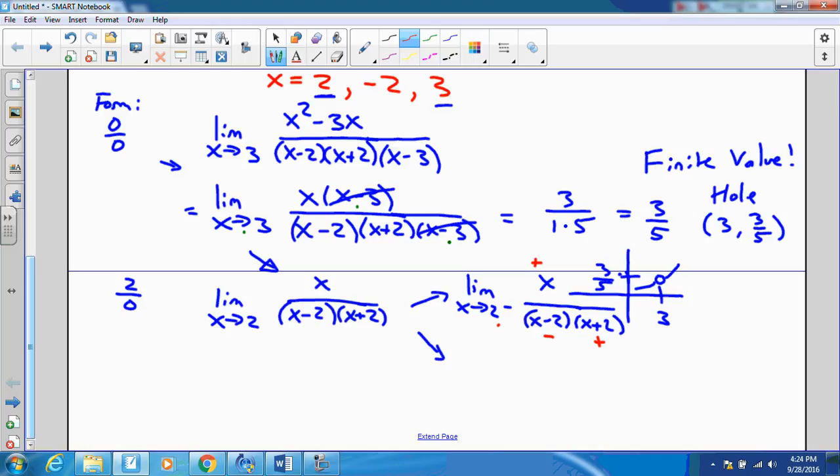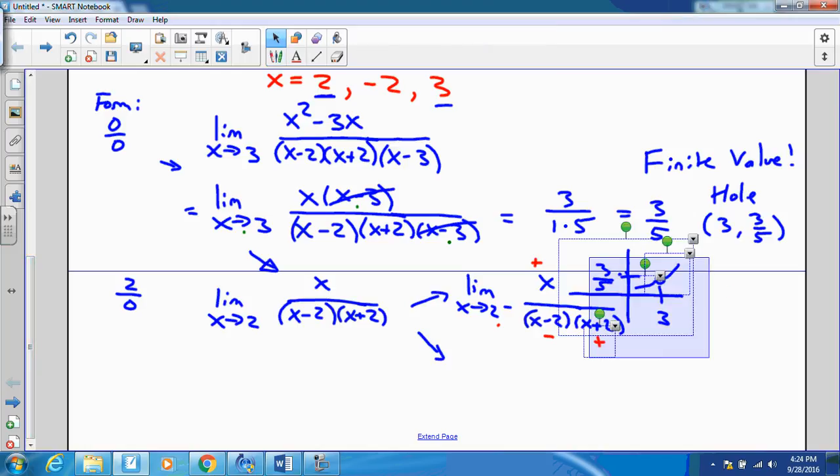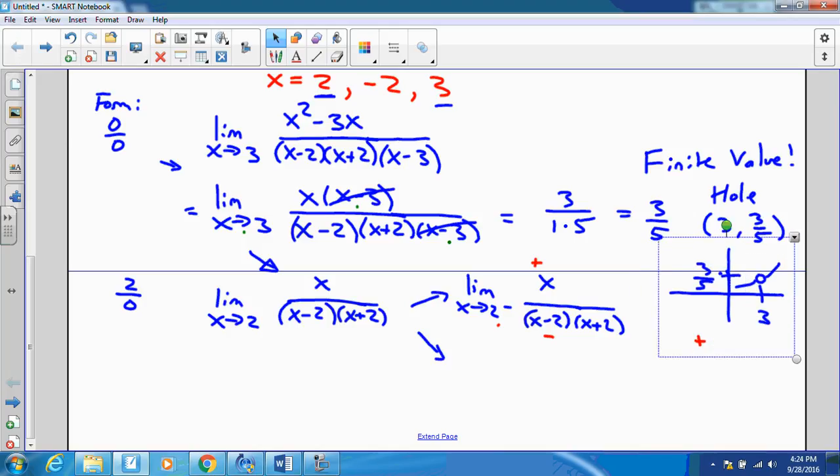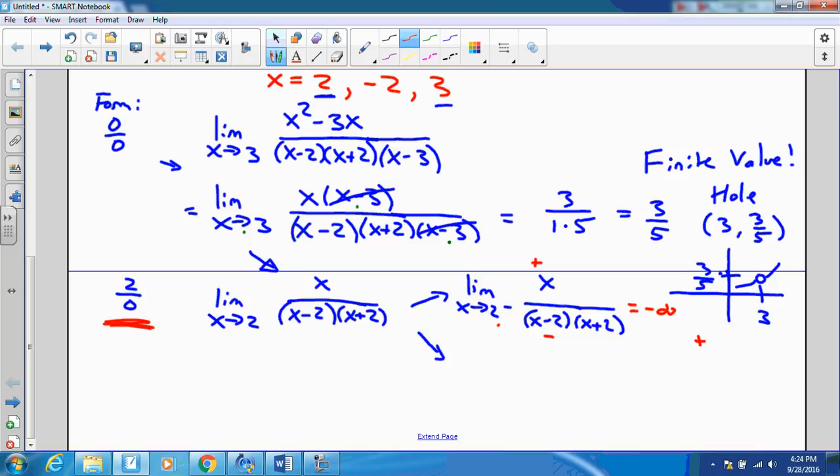Putting all this together with my sign analysis, I can see that this limit right here is going to be equal to negative infinity. I knew it was infinite because of the infinite form, and I knew that it was negative infinity because of my sign analysis.